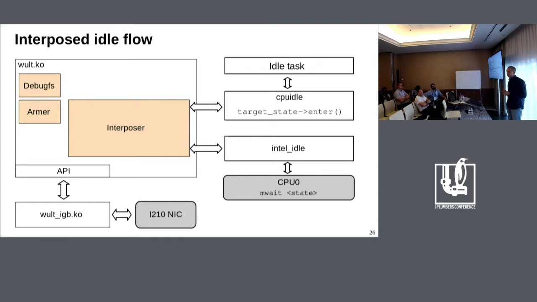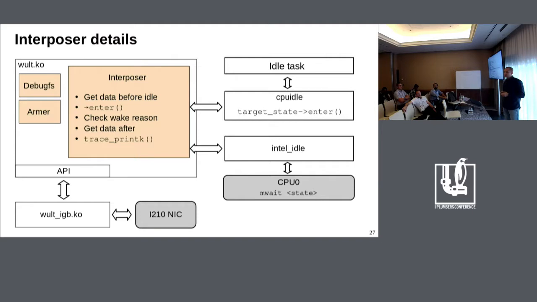Now a few important points here. One important point is that CPU idle disables interrupts and preemption right before calling into the idle driver, so in the interposer we have these disabled. Another point is that in the current implementation, we don't modify CPU idle or intel_idle. What we do is use kallsyms to find the address of the function, and then we use ftrace to hook to it and interpose it. So no need to modify these subsystems.